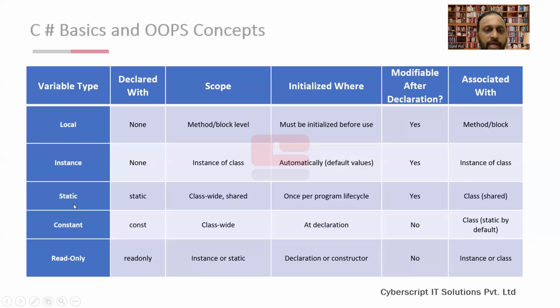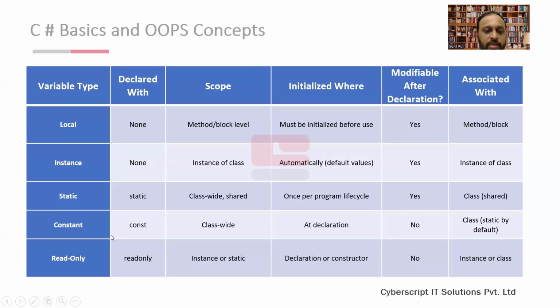So the next one is static variables. If you want to declare a static variable, then you need to use the static keyword for that. The scope of static variables is class wide, and it would be shared among all the instances. So it is not bound to any specific instance. It is bound to the class only. So it's initialized once per program life cycle. So every instance of that class can access these static variables in the application. It can be modified after its declaration as well as initialization.